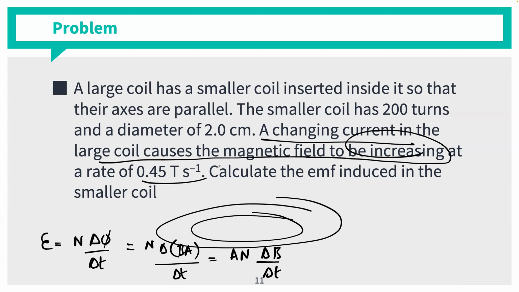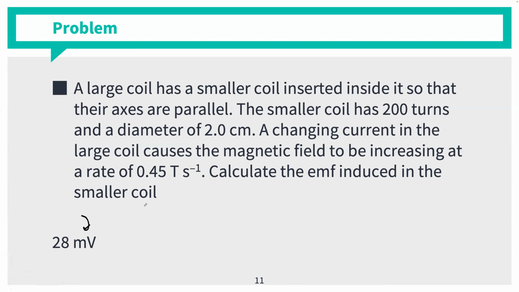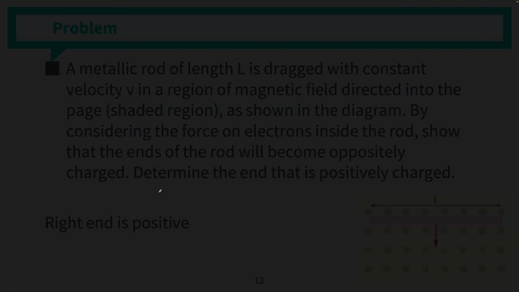At what rate is the value of B changing? 0.45 Tesla per second. So delta B by delta T is 0.45. The value of area can be calculated from the diameter, the number of turns is given as 200, and the value of delta B by delta T is 0.45. Solving that, your answer will be 28 millivolt. Next. So similarly, you can solve this problem.